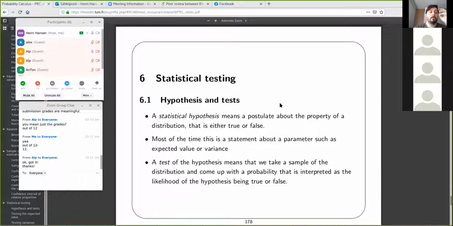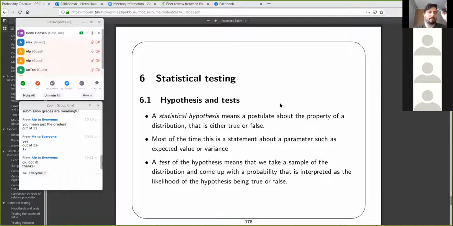I hope that you know enough of the terminology in science and research that you know what a hypothesis means. So a hypothesis is a postulate, or a statement, a proposition about the property of a distribution, in this case, that is either true or false. A hypothesis may be wrong. It may be inaccurate as well.